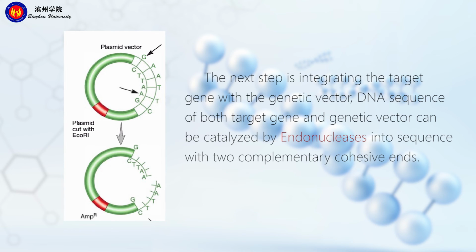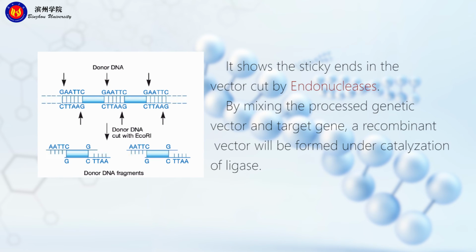The DNA sequence of both the target gene and the genetic vector can be catalyzed by endonuclease into sequence with two complementary cohesive ends. Look at this picture. It shows the sticky ends in the vector cut by endonuclease. By mixing the processed genetic vector and the target gene, a recombinant vector will be formed under the catalyzation of ligase.